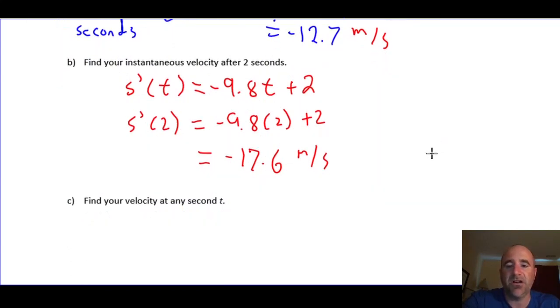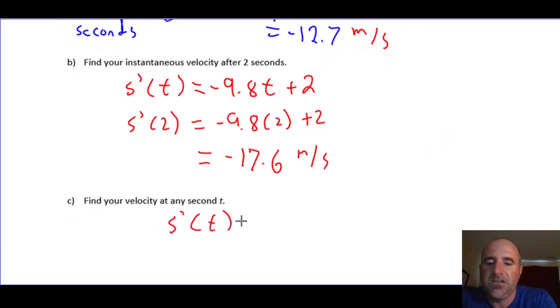Now find your velocity at any second t. That's the answer that's already up there. That's just the equation. s prime of t is equal to negative 9.8 t plus 2. Now we often call that v of t.